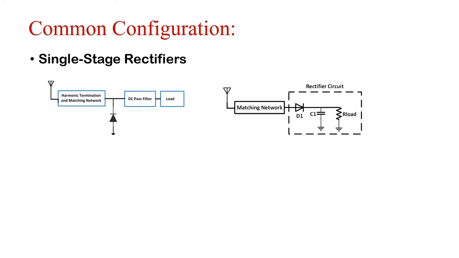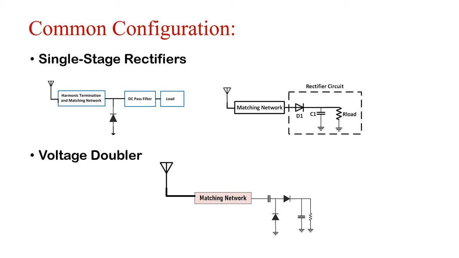Different topologies can be used for rectifiers: single-stage rectifiers using a shunt or series diode. These circuits use a single rectification stage, often consisting of a diode and capacitor. They're simpler but may have lower conversion efficiency and output voltage compared to multi-stage designs.